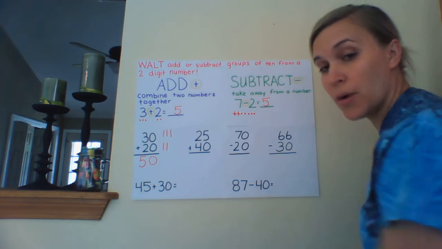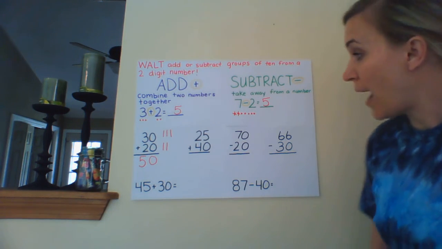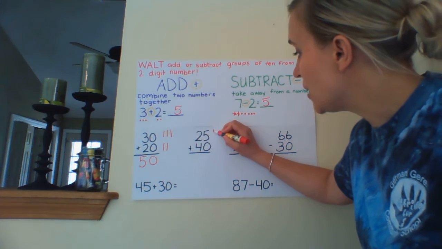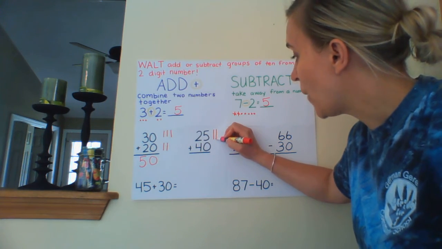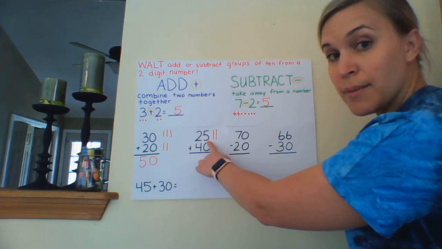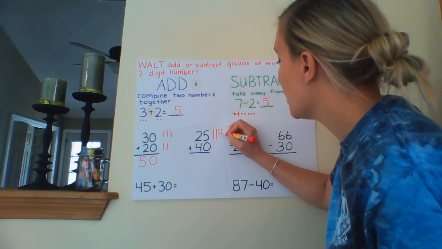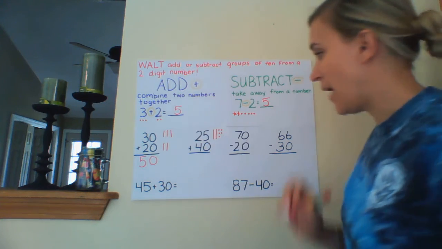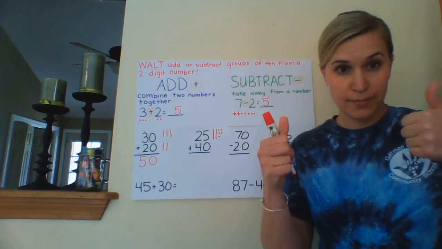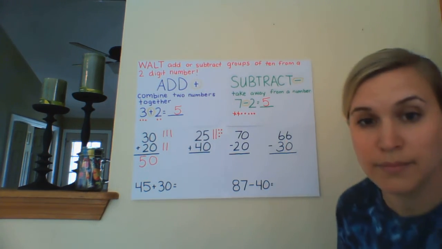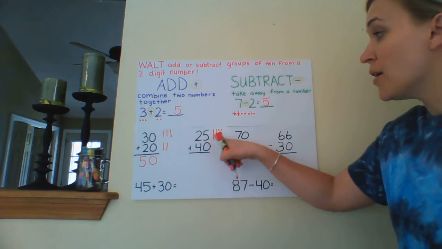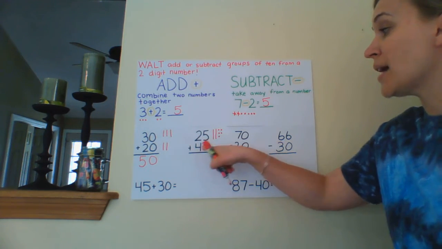25 plus 40. So I'm going to draw 25. 25 has 2 tens: 10, 20. I need to move on to my ones: 21, 22, 23, 24, 25. See that? Okay, then I'm adding 25 plus 40.